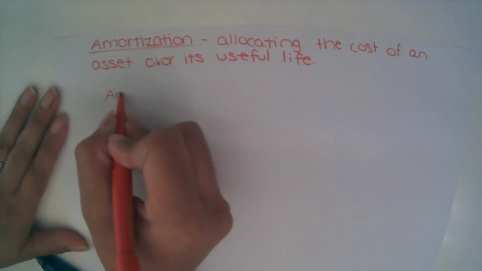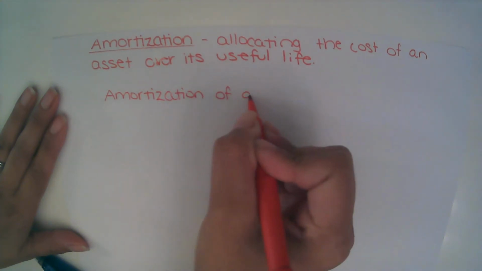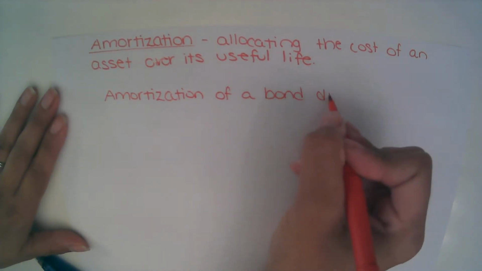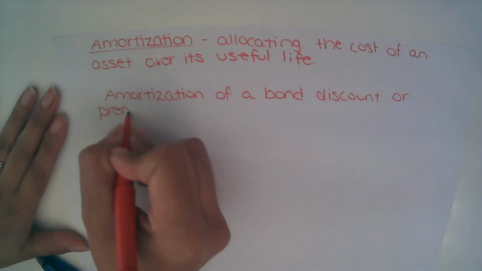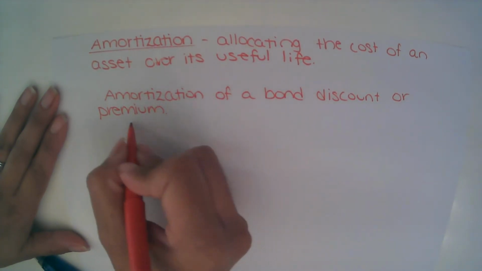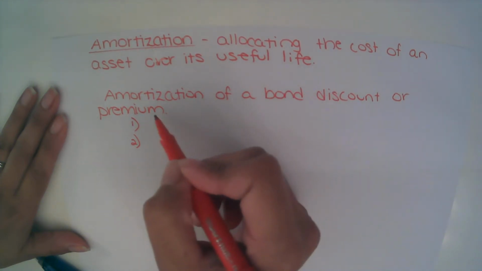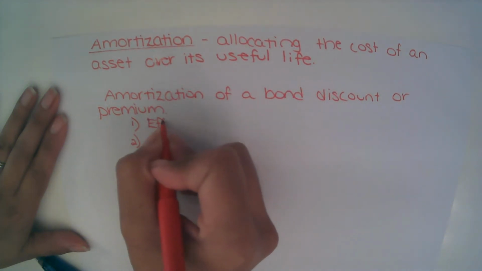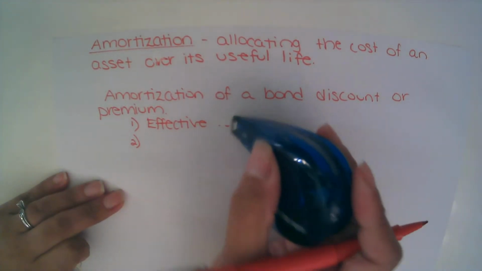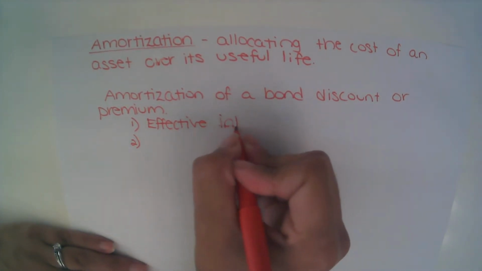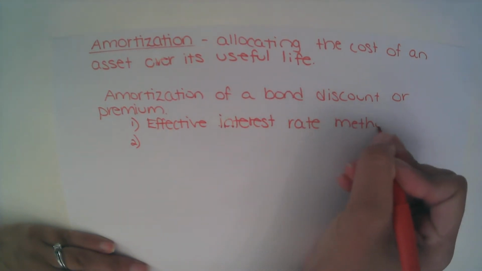So now we're going to talk about specifically amortization of a bond discount or premium. There's two methods you can use to make this allocation of the bond discount or premium. The two methods are the effective interest rate method, or straight line method.